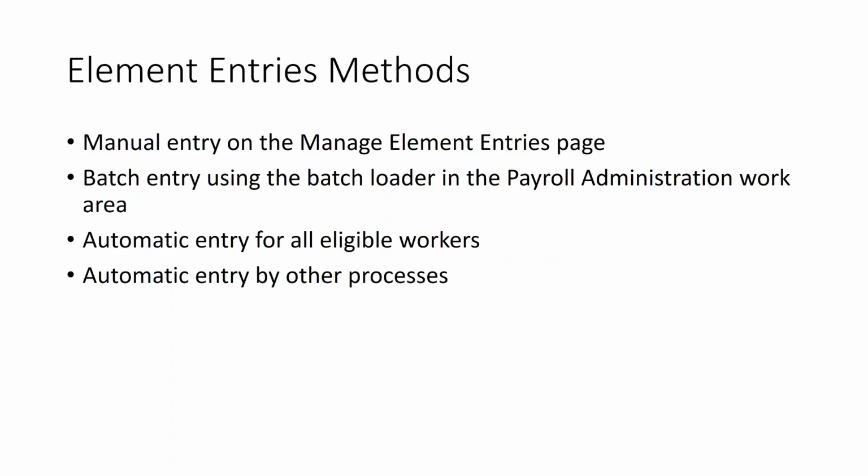And then there could be element entries by other processes. Other processes means sometimes through compensation or through salary basis assignment, the element entries get created in the employee screen. So salary basis is like the method of payment for an employee. Most of the time when we create a salary basis, we give the gross salary for the employee. Now, when we put the gross salary during the hire process, it gets created in the element entry screen.